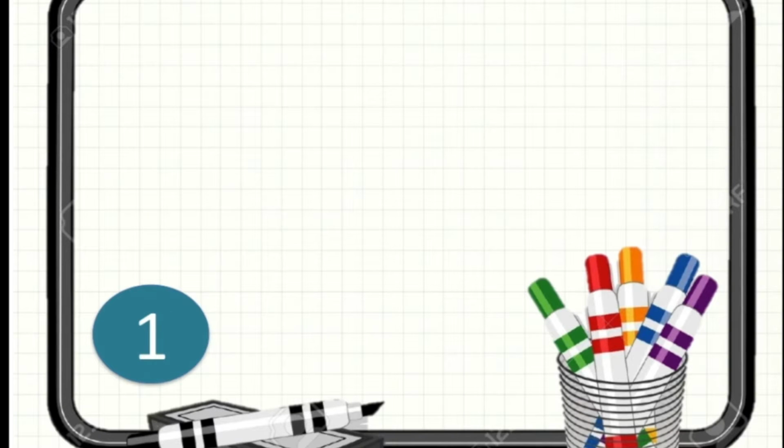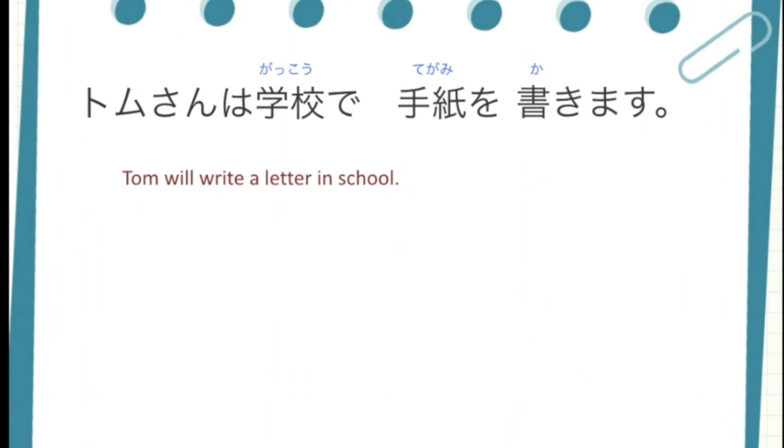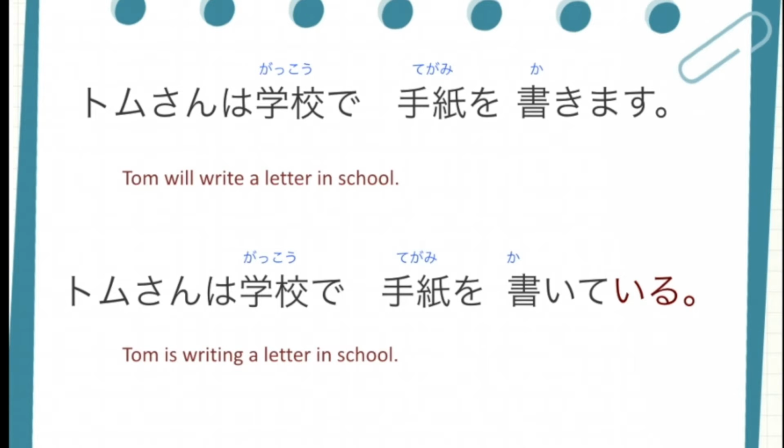Now let's proceed to its uses. First, we use verb te iru to state progressive form of verbs. It means that an action is happening at the moment. For example, Tom will write a letter in school. This sentence is in future tense. If we conjugate the verb kakimasu into te form, then we add the word iru or imasu. Tom will write a letter in school becomes Tom is writing a letter in school.